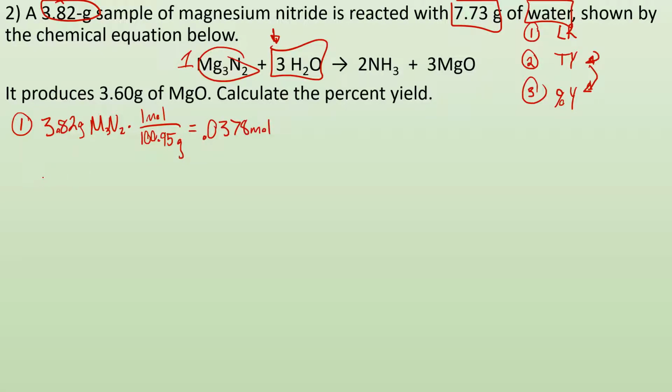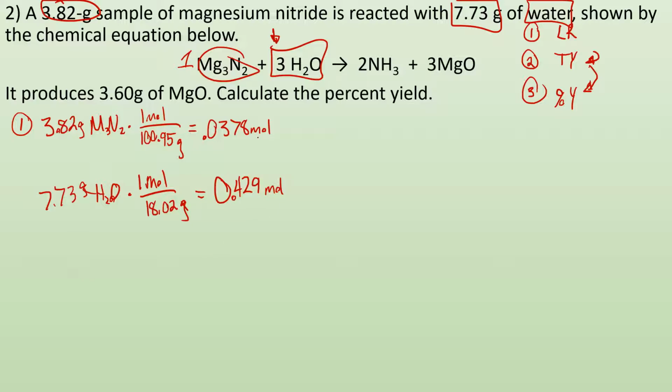So now if I do H2O, I have 7.73 grams of H2O. Again, gram formula mass for H2O, well, 1 mole of it is 18.02 grams. So grams cancel out. When I plug and chug, I get 0.429 moles.